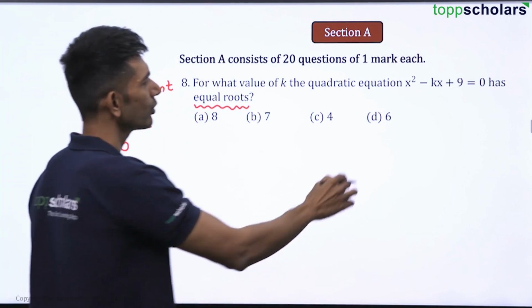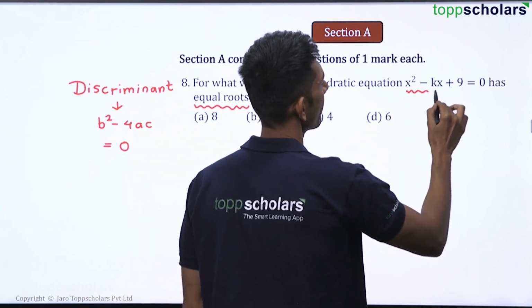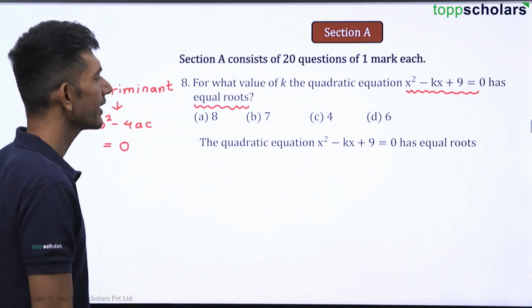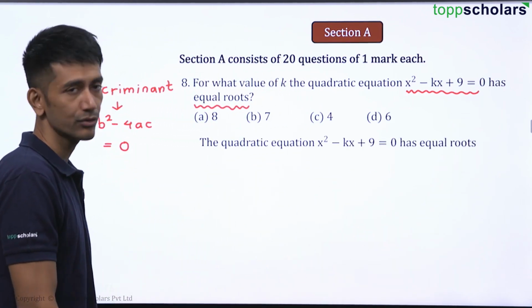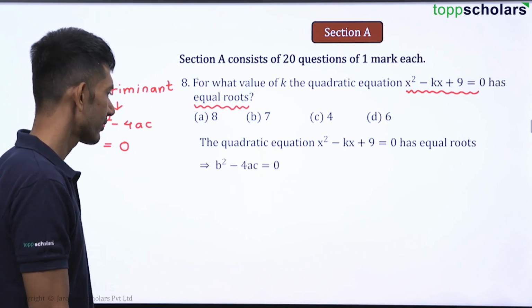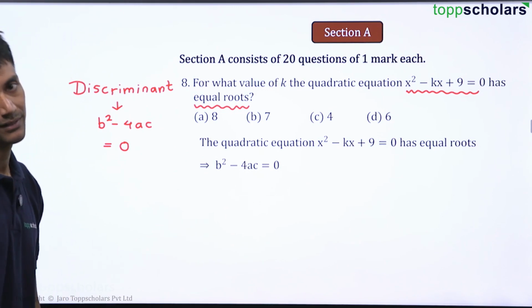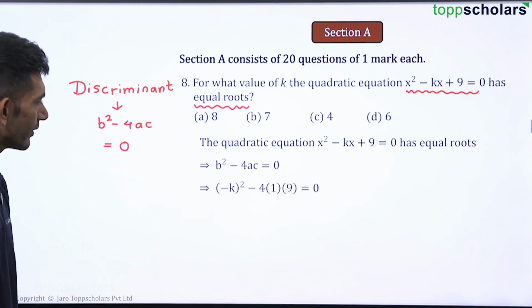So we have x square minus kx plus 9 is equal to 0. So the quadratic equation x square minus kx plus 9 is equal to 0 will have equal roots only when b square minus 4ac is equal to 0, correct?